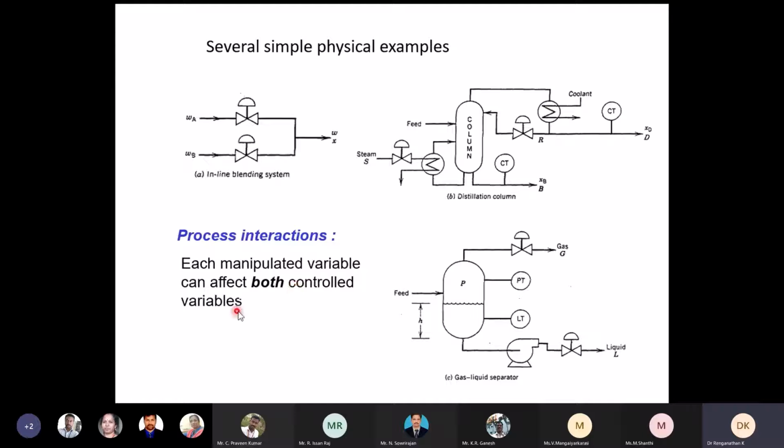So each manipulated variable can affect, however many control variables there are, all of the control variables. It cannot always be only one manipulated variable affecting only one control variable. Even one can affect many, or many can result in one change. Those things have to be identified. That is what we call the process interaction.